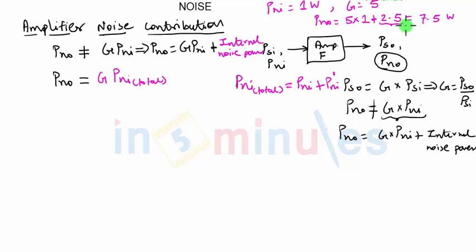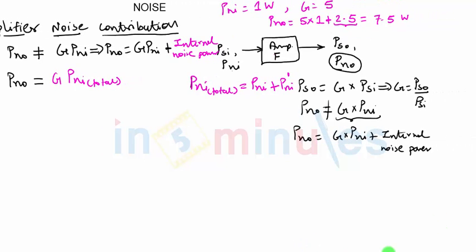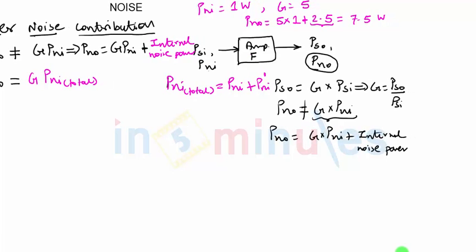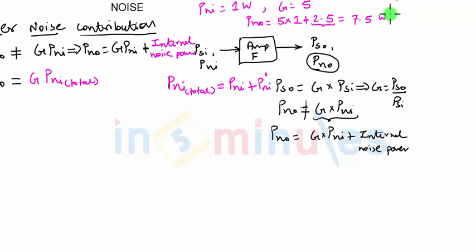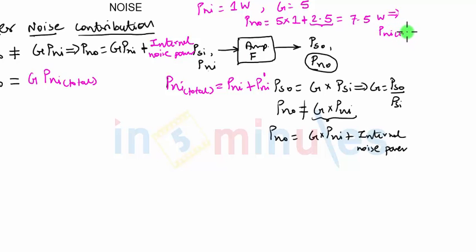Now, instead of writing it separately in the form of internal noise power, I'll just go a little bit towards the right. I will now define a new PNI. I'll define PNI total. PNI total will be nothing but the original value of PNI, which is 1, plus 0.5. Now let us see what this 0.5 is. So now the new PNI total becomes 1.5 watt.